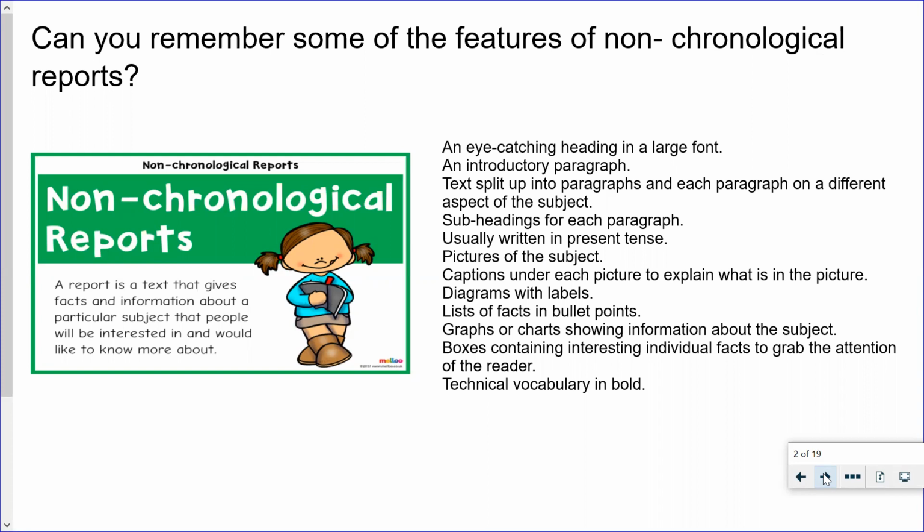They have diagrams with labels. They have lists of facts in bullet points. They might have graphs or charts showing information about the subject. They might have boxes which contain interesting individual facts to grab the attention of the reader, and they might have technical vocabulary in bold.